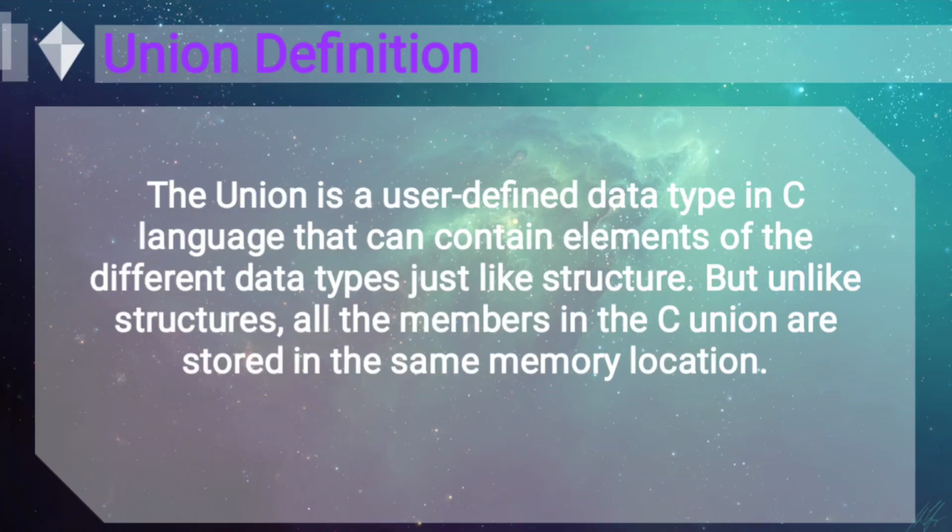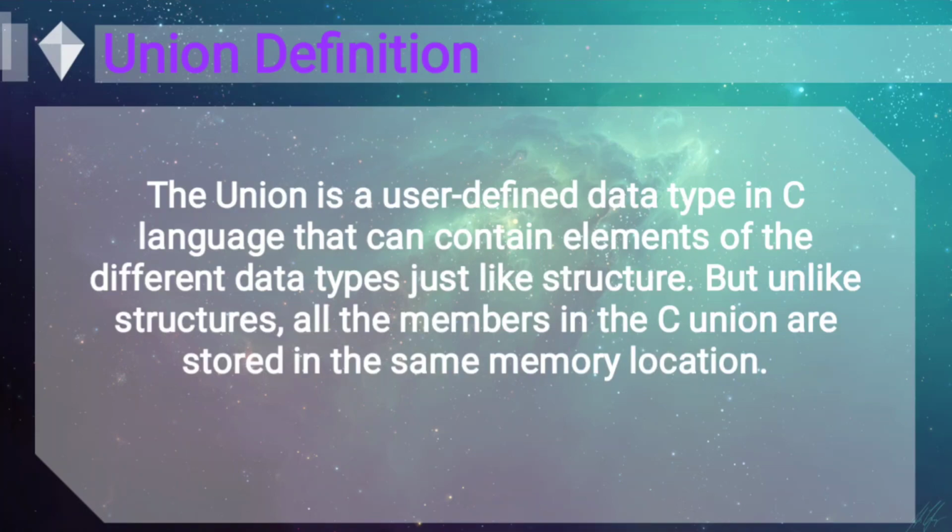The union is a user-defined data type in C. This is also a user-defined data type, a data type which is defined by the user, which is created by the user, present in the C language, that can contain elements of different data types. Structure stores values, data items. Union stores values, elements, data items. They both store the same thing. The first thing is that it stores the elements, and it stores different data types of elements. Yes, structure does that. Union also does that. But unlike structures, all the members in the C union are stored in the same memory location.